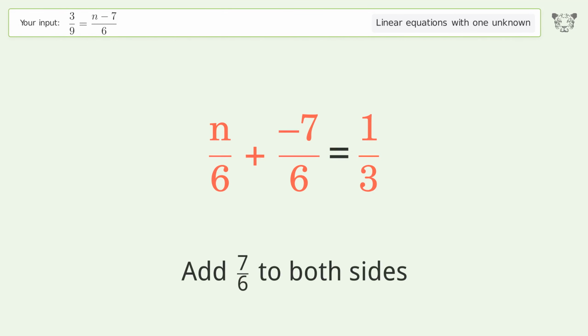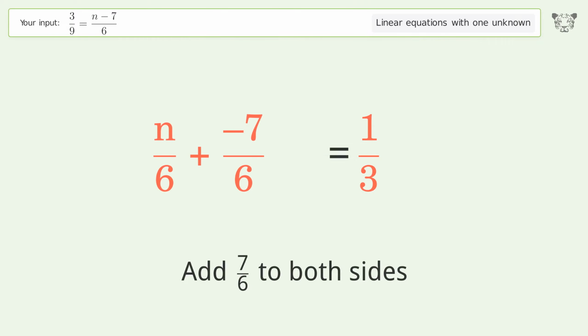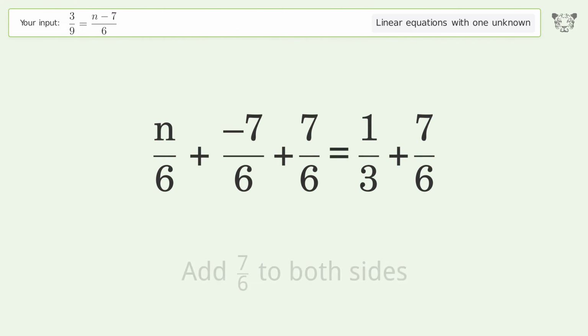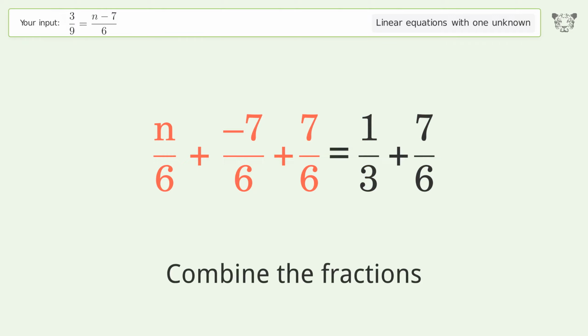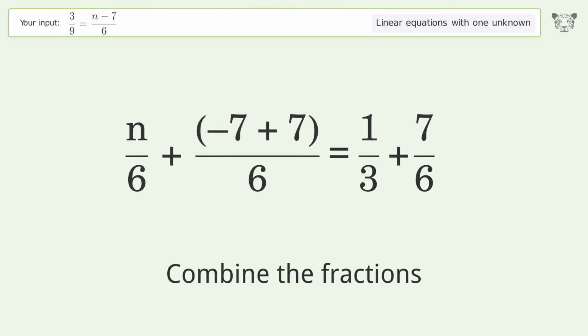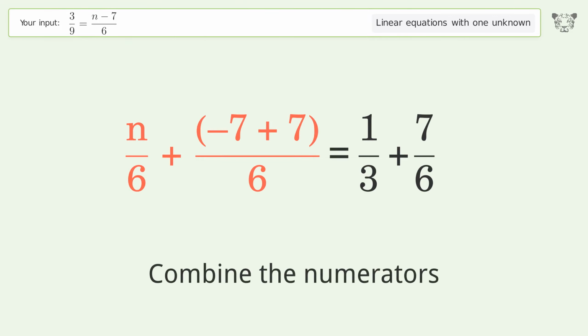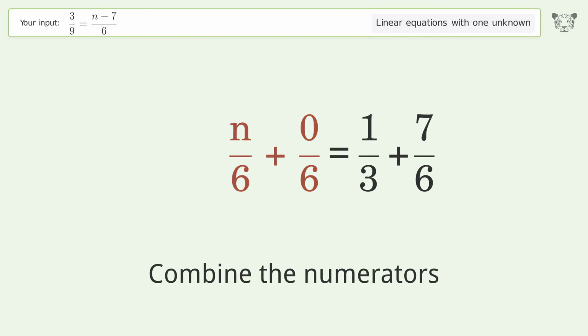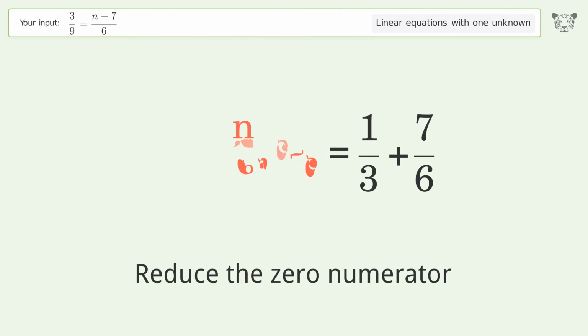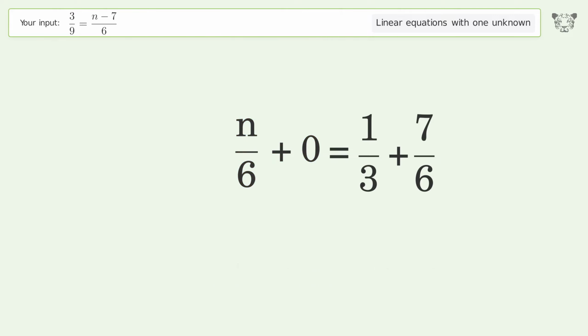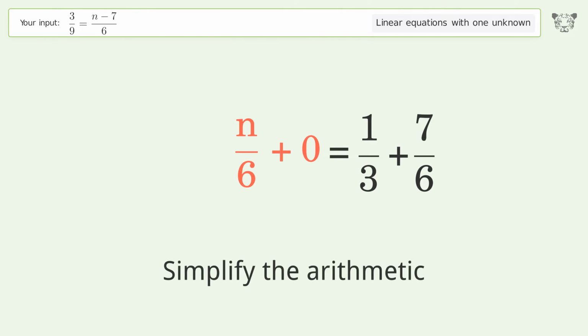Add 7/6 to both sides. Combine the fractions. Combine the numerators. Reduce the zero numerator. Simplify the arithmetic.